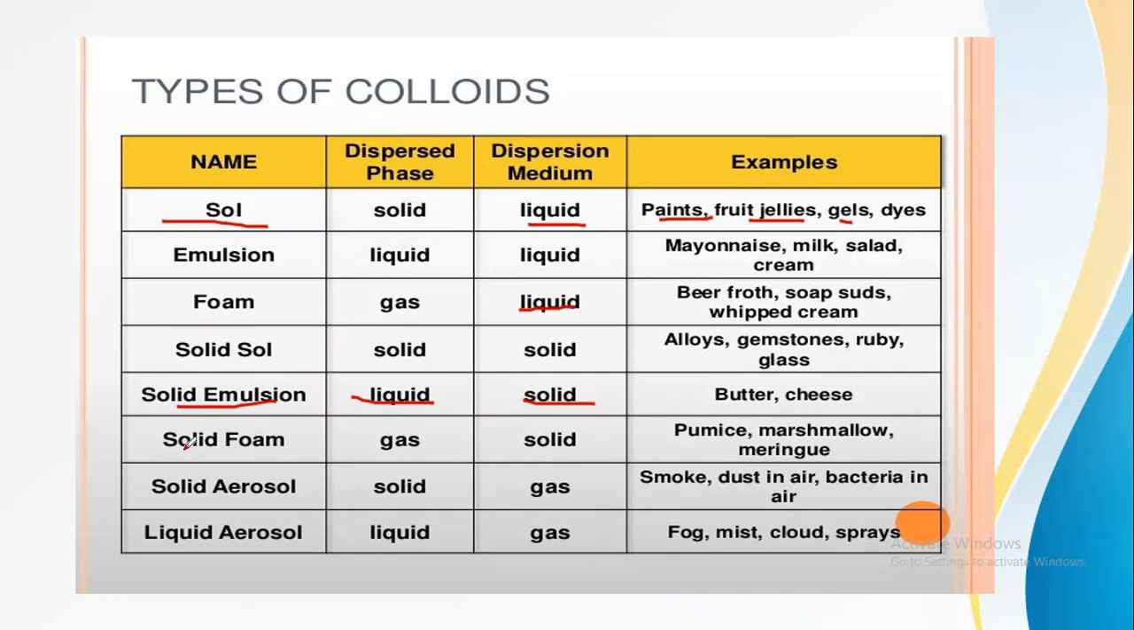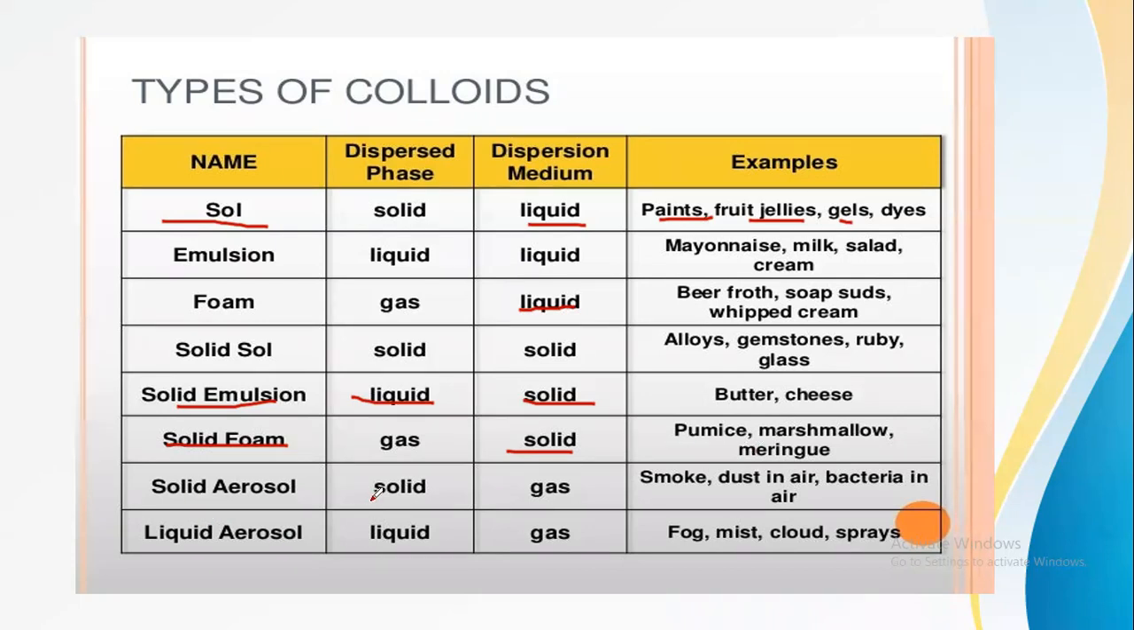And the next one is solid foam. In this, the dispersed phase is gas and the dispersion medium is solid. So the type of colloidal solution is called solid foam, and the examples are pumice, marshmallow, meringue, etc.